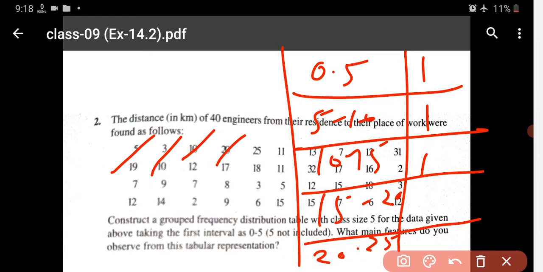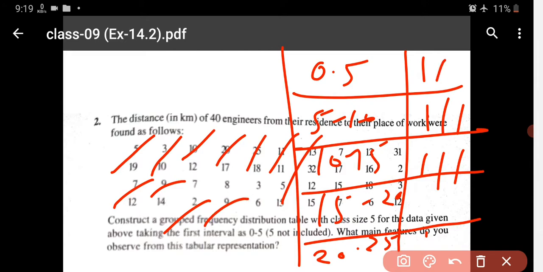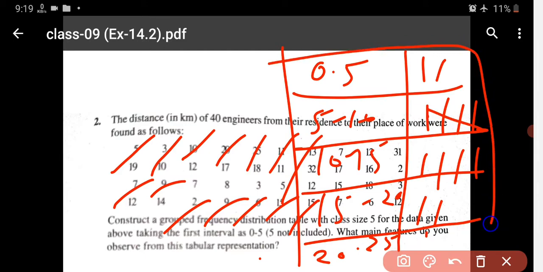You have to write 25 here. Sorry, 25 will come on the next one. 11 will come on that 10 one, 13 will come on that 10 one again, 7 will come on the second one, 9 on the second one, 2 on the first one, 9 on the third one, 6 on the second one, and then 15 will be on the fourth one, again 15 on the fourth one. 7 will come here, so you have to double like that. For that you have to make a table like that.